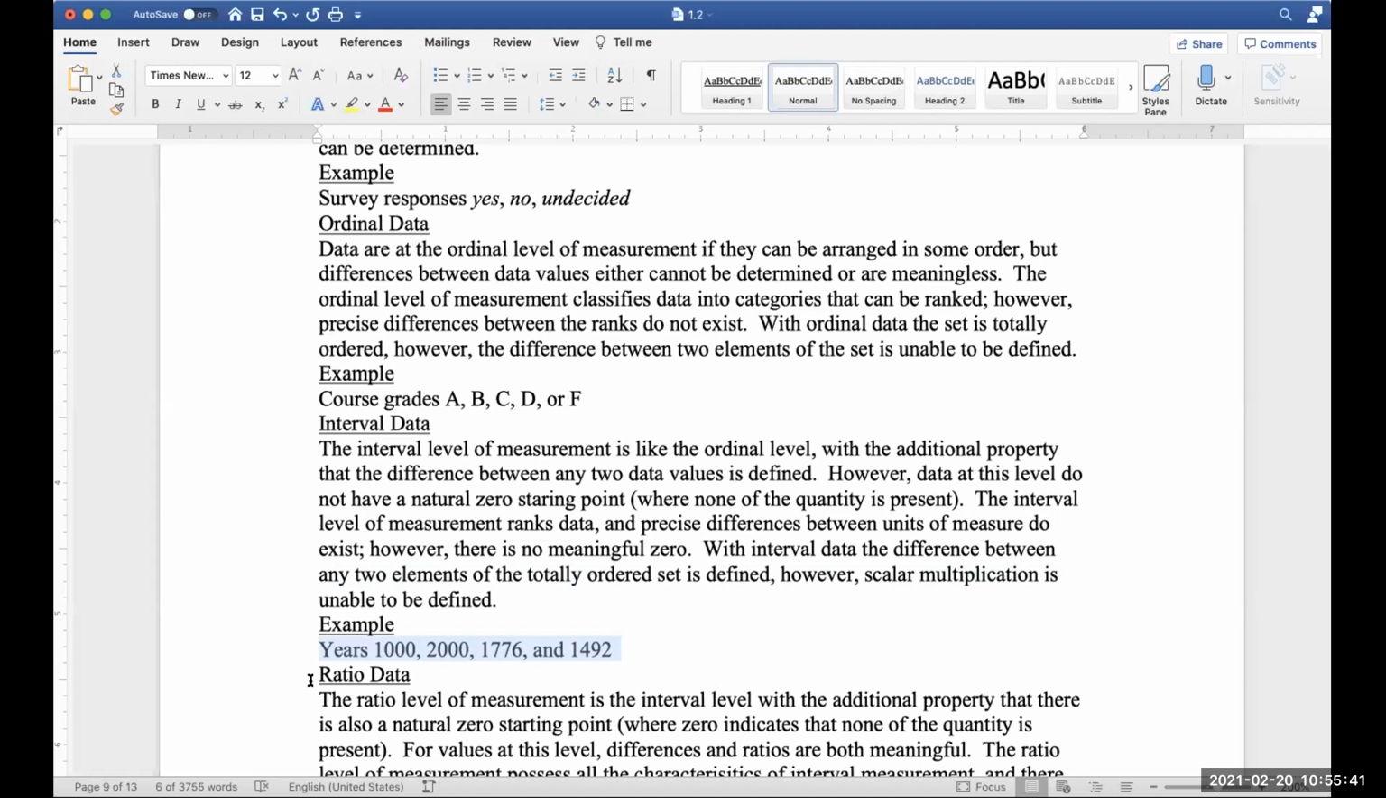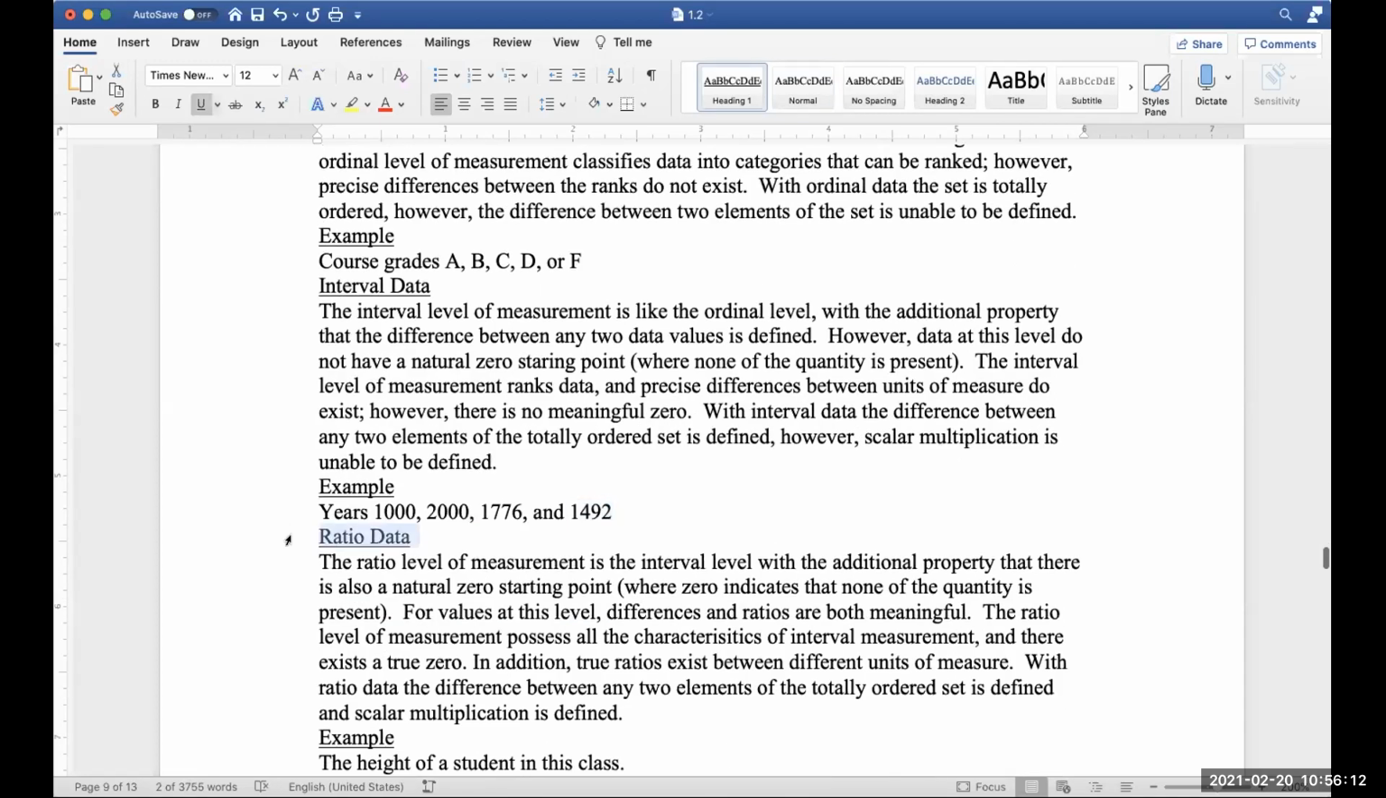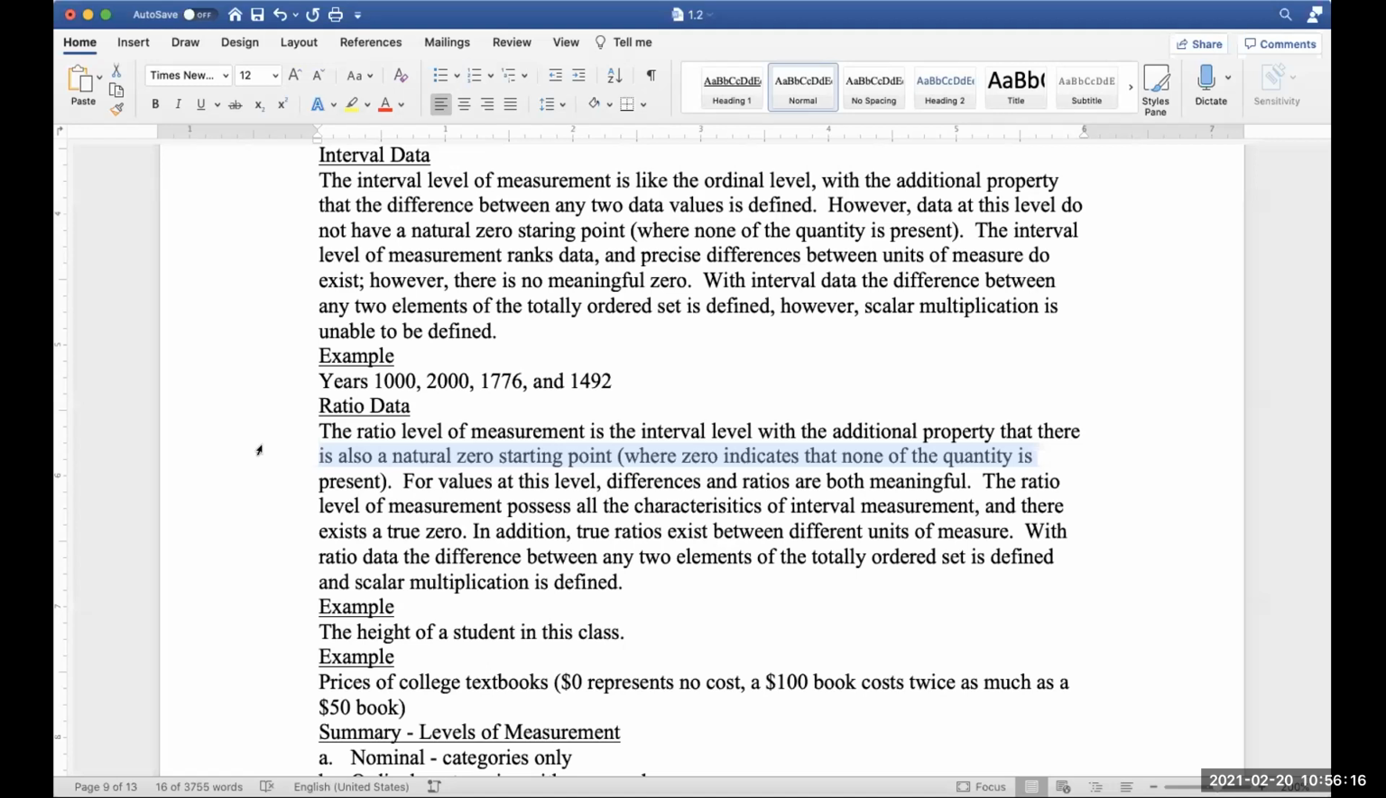Similarly, 1776 is 776 years after 1000, so that makes sense. 1492 again is 492 years after the year 1000, but you can't take the ratio of these two, it wouldn't make any sense. You can't say that this is 12% bigger than this or whatever. It doesn't make any sense. And again, saying the year 0 doesn't mean that you have no years or whatever. Doesn't really make sense. So ratio data.